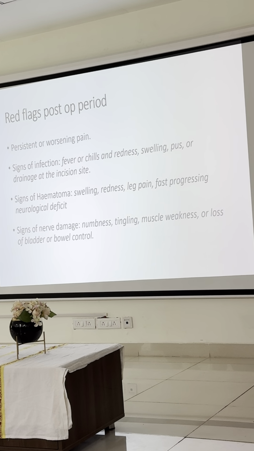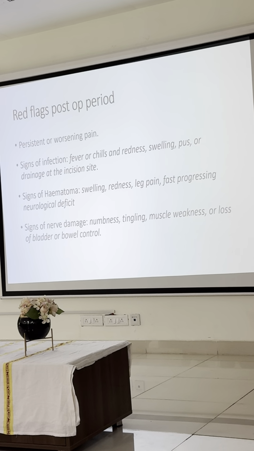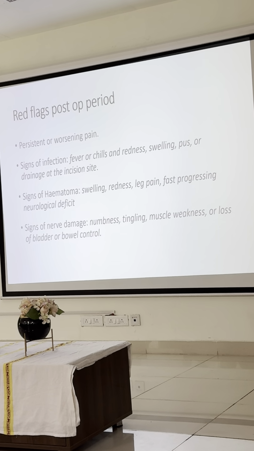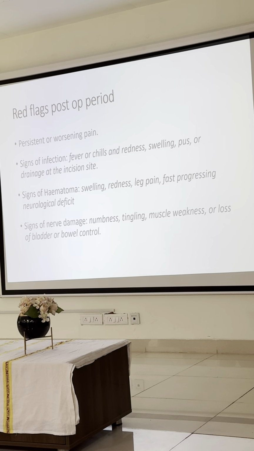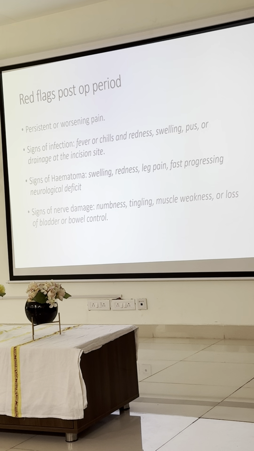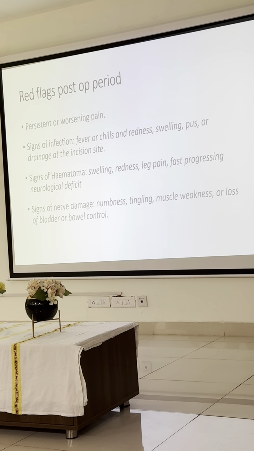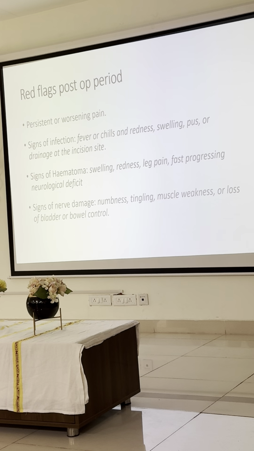Signs of hematoma: if you are using thicker gauge needles, or manipulating too much in the spine, or damaging some venous or arterial area, then there could be a sign. Or the patient was on antiplatelets or anticoagulants which you missed or the patient didn't tell, or sometimes patients are taking herbal medicines which they don't tell. Then bleeding could occur, leading to swelling and redness over that area. The patient could have leg pain or a fast-progressing neurological deficit due to hematoma compressing the nerve roots.